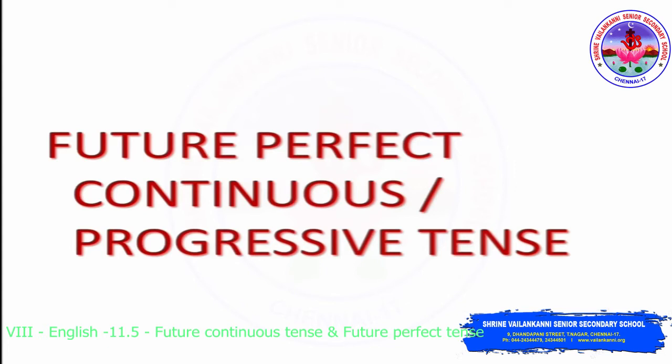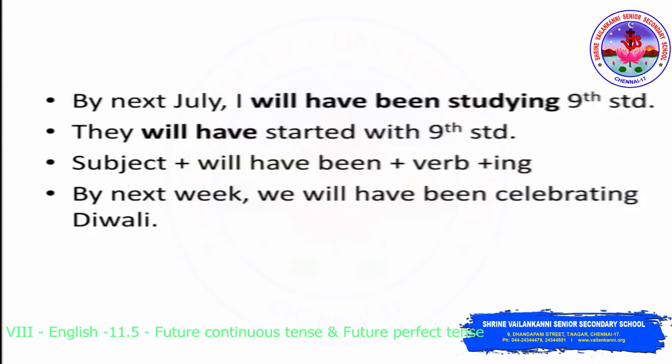What is future perfect continuous tense? It is also called future perfect progressive tense. But what is it? When do we use it? How do we use it? Why do we need to say that by that time I will have been working? Now let us get into this future perfect continuous tense. By next July, I will have been studying 9th standard. Why do we need to say by that time I will have been studying or working?